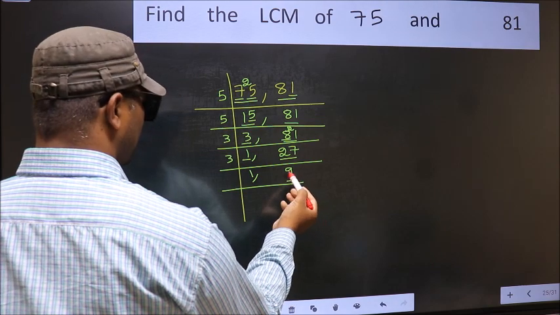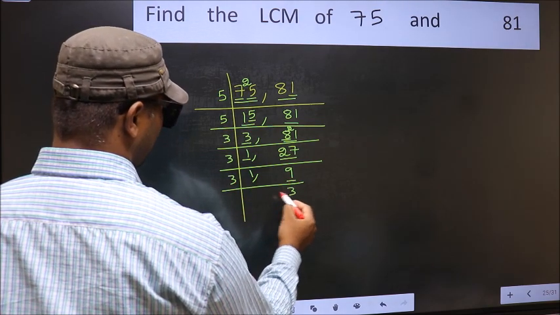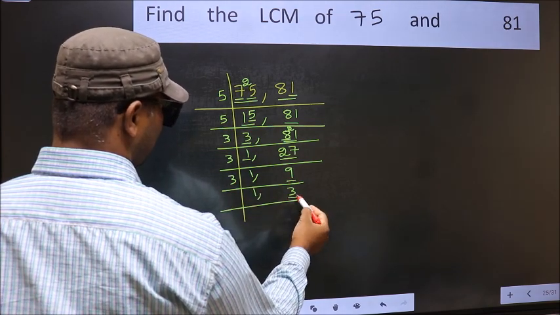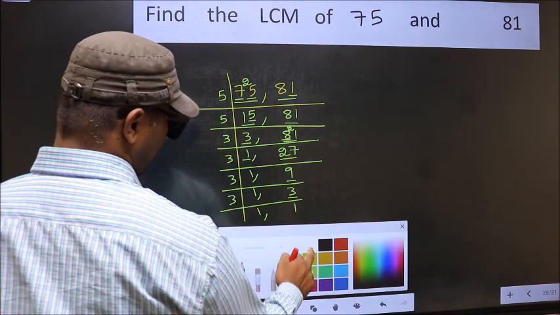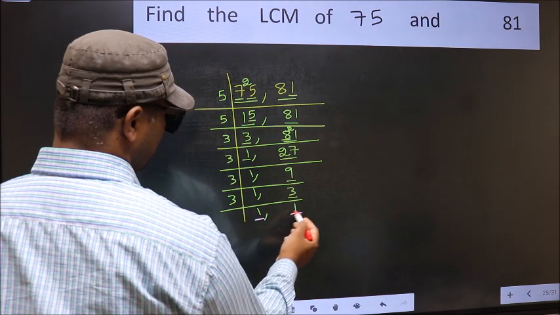Now here we have 9, 9 is 3 3s are 9. Now we have 3, 3 is a prime number, so 3 1s are 3. So we got 1 in both the places.